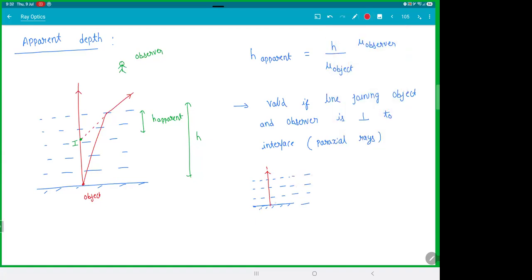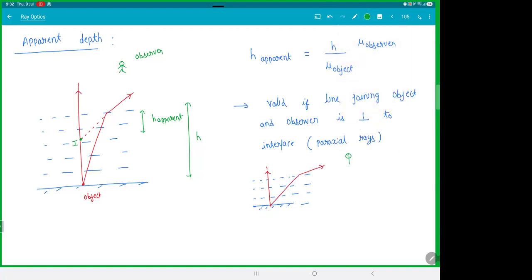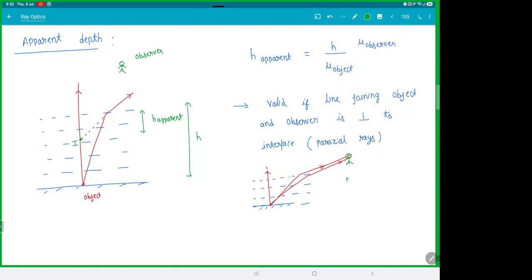So meaning when I say something like this, it is going like this. The observer is not standing on top of it. Observer is somewhere here. So you're observing these light rays, something like this, and these are not paraxial. So don't use the formula for these cases.